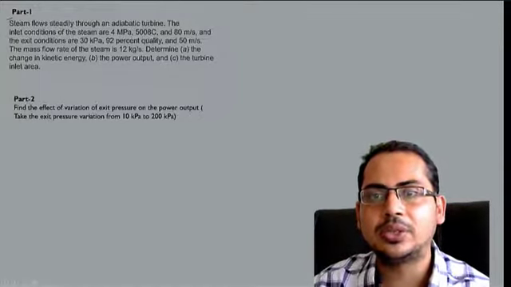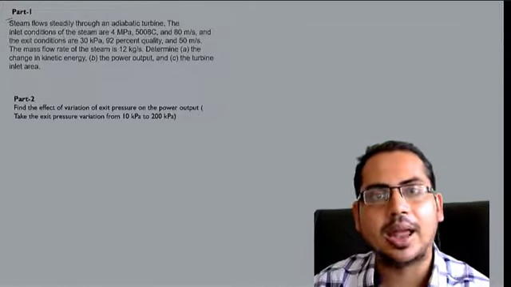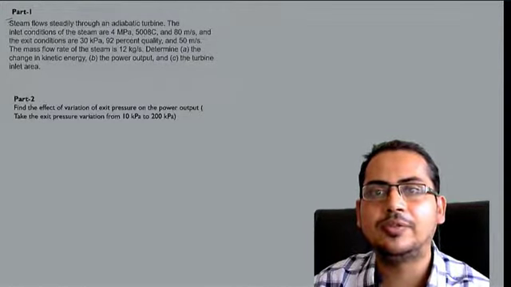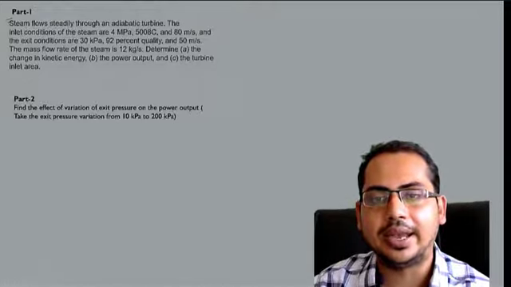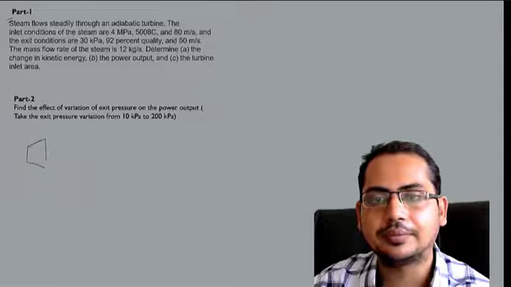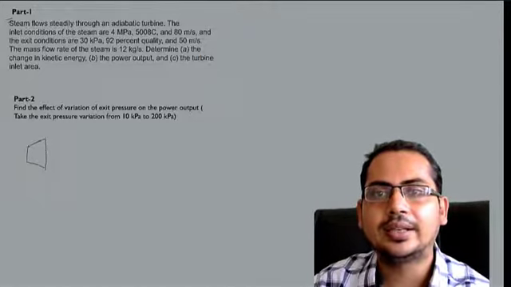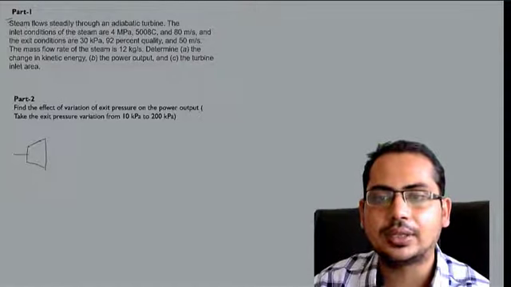So this problem is based on the steady flow energy equation. There is one turbine. First I will read the problem. Steam flows steadily through an adiabatic turbine. Let's suppose this is the turbine, and this is the adiabatic turbine. The inlet conditions of the steam are 4 megapascal.